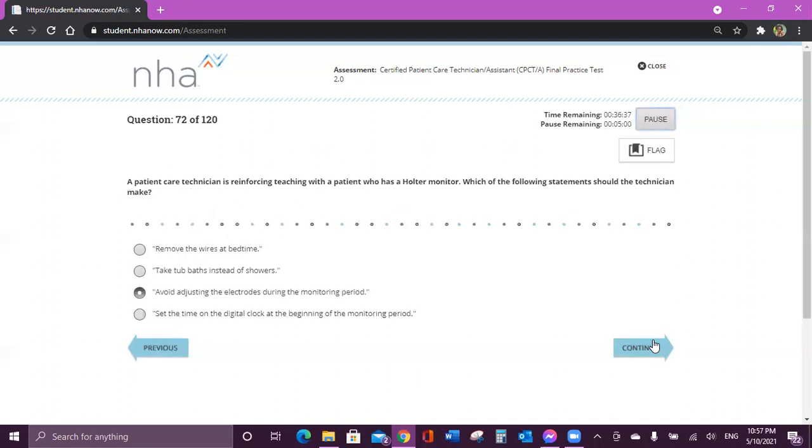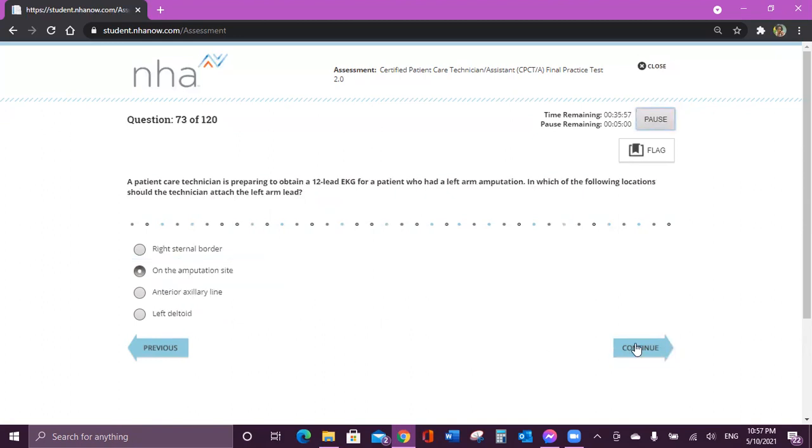A patient care technician is reinforcing teaching with a patient who has a Holter monitor. Which of the following statements should the technician make? Remove the monitor at bedtime. Take a bath or shower. Avoid using the electric blanket during the monitor period. Set the time of the digital clock at the beginning of the monitor period. He cannot shower.